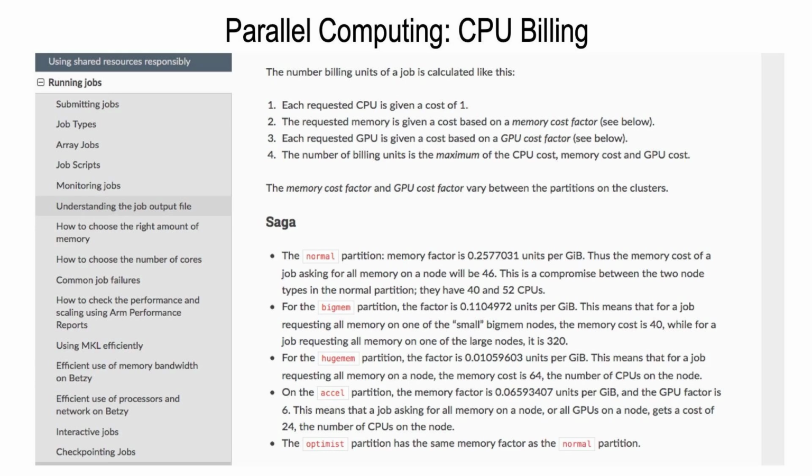For additional details on CPU billing, refer to the online documentation. If you find yourself unsure about CPU billing, utilize your newly created cpu-bill. In the upcoming video, we'll explore Fortran and the program for matrix multiplication.